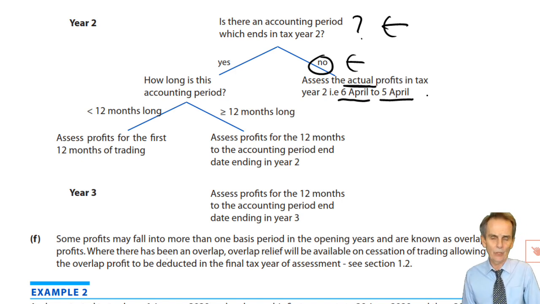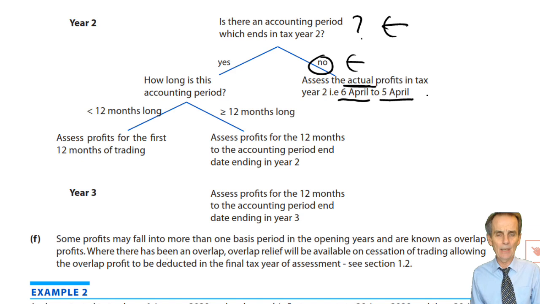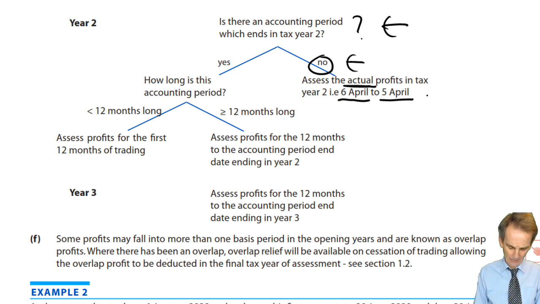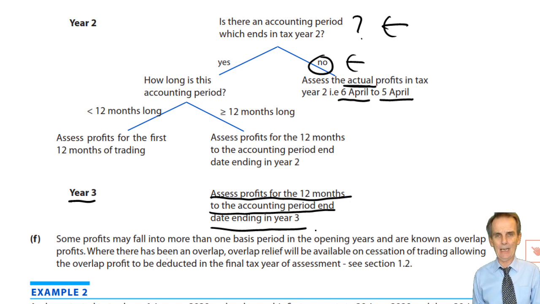But what it will mean, and where I first started this discussion this time around, is whereas normally we are used to seeing that by tax year 3, we have a CYB basis of assessment in place and able to be used, that's not going to happen here. Because in the third tax year, we will indeed have an accounting period that ends in that third tax year. But it won't be a year end. It will be a long opening period. So for year 3, and it's only going to happen in this one particular situation, we would now be assessing profits for the 12 months to the accounting period end date ending in year 3, in that tax year.